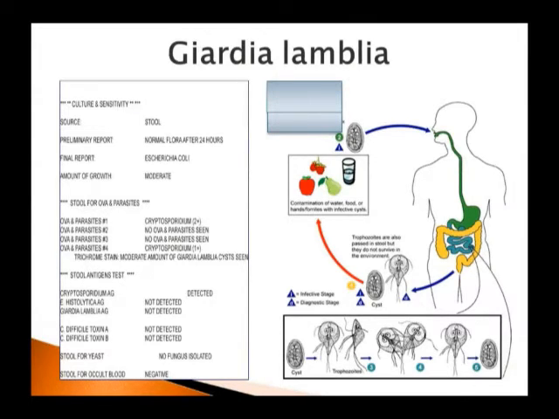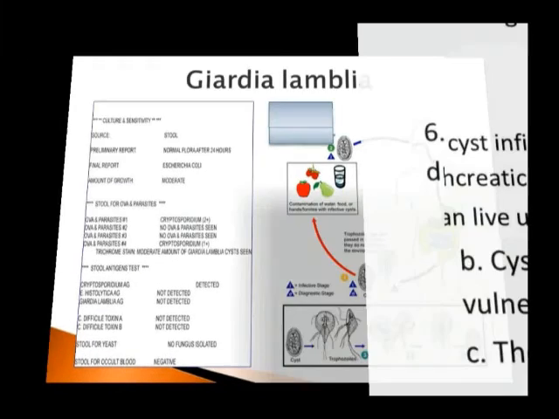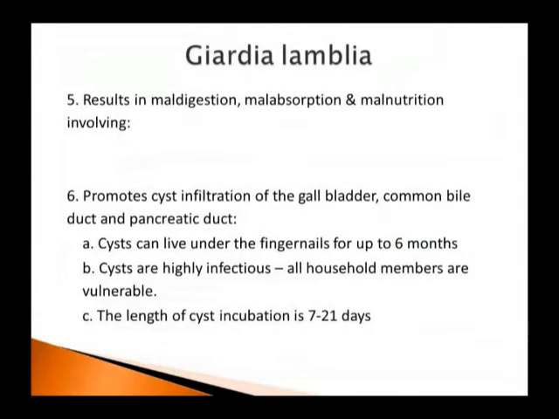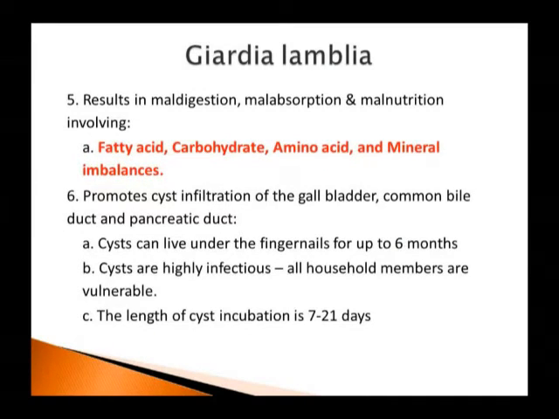I've even had people who've been contaminated from pets. Their pets ended up having the Giardia infection that was causing reinfection for them. So we know that Giardia can cause maldigestion, malabsorption, and malnutrition, basically affecting fatty acid absorption. It can disrupt carbohydrate and amino acid metabolism or digestion, and cause mineral imbalances too. You can get Giardia that infiltrates itself up into the gallbladder area, so it can cause pancreatic as well as liver problems. The cystic Giardia can live under your fingernails upwards of 6 months.